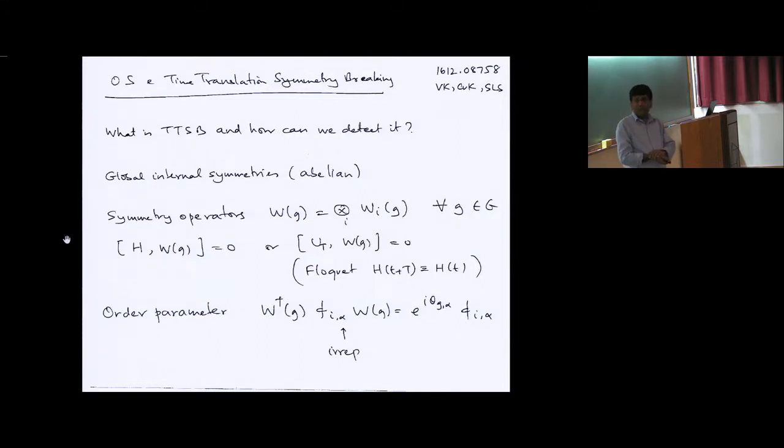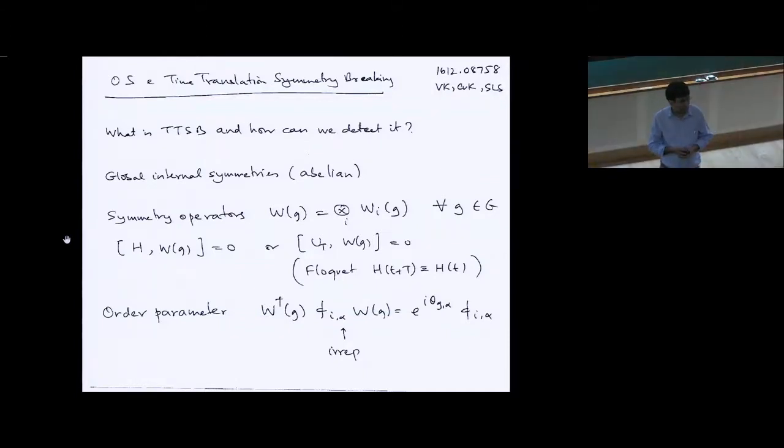a symmetry in a quantum system is represented by some unitary operation. And the way you detect symmetry breaking is you have an order parameter for the symmetry and look in a state and you ask, does the order parameter have an expectation value? So time translations are also implemented by unitaries. They are the unitaries of time evolution. So we decided to just follow the cookbook and ask, can we define order parameters for time translation symmetry breaking?